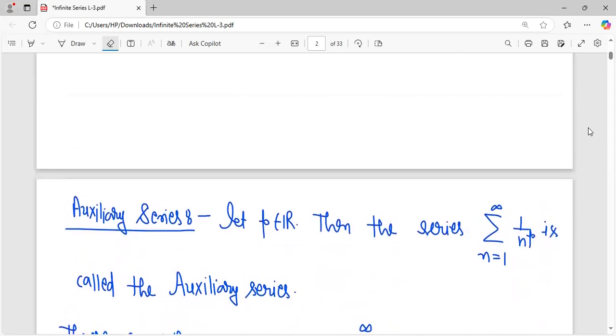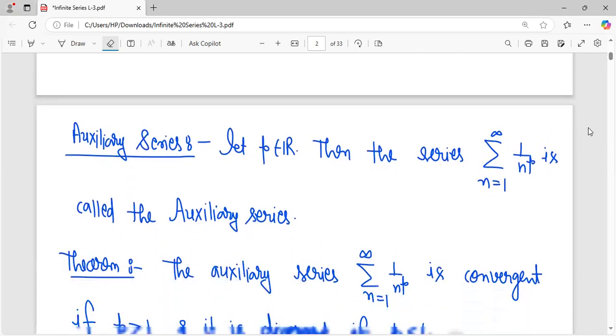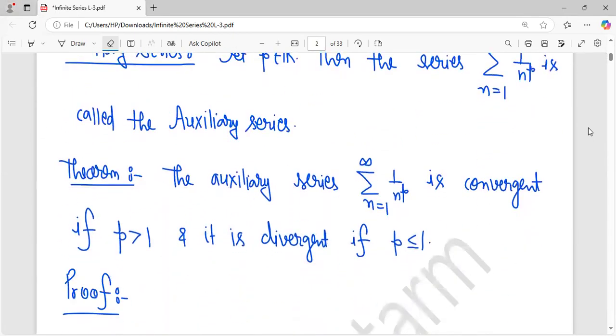So, auxiliary series: given p belongs to R. It means let p belongs to R. Then the series summation 1 upon n to the power p is called the auxiliary series. Theorem: the auxiliary series summation 1 upon n to the power p is convergent if p is greater than 1, and it is divergent if p is less than or equal to 1. So we'll prove it.